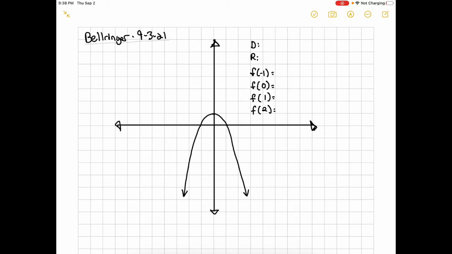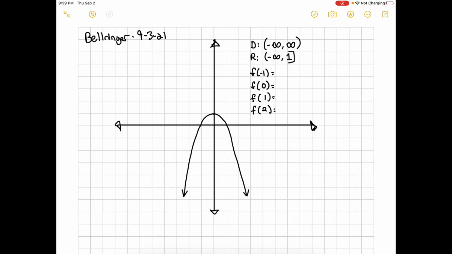So the domain is all possible x values in this function. Coming from the left, we're actually coming from negative infinity, and we are not stopping. We're going all the way to positive infinity. So the domain includes all real numbers. The range, coming from the bottom to the top, we're coming from negative infinity, and we are stopping at positive 1, and 1 is included. So bracket.